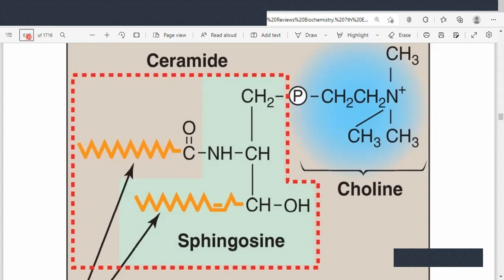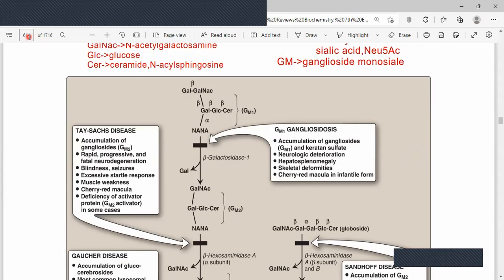Let's go back to where we were. Now let's start here. Here we have your ganglioside monosialo 1. Just call it ganglioside. You can see this ganglioside is composed of galactose and N-acetylgalactosamine. The linkage there is a beta 1,4 glycosidic linkage. These are glycosidic linkages. Also here, this is another galactose. This is a glucose. This is ceramide, and this is your N-acetylneuraminic acid.